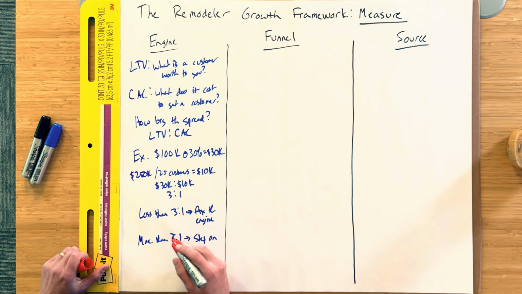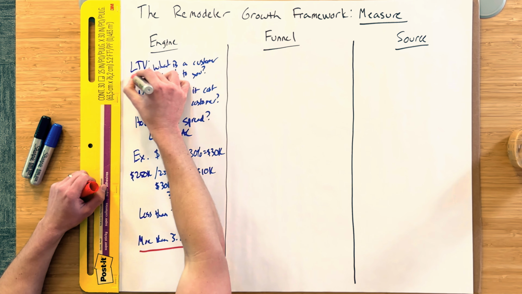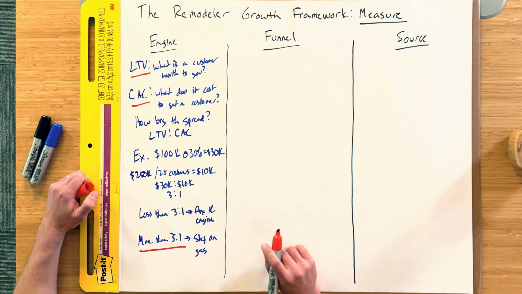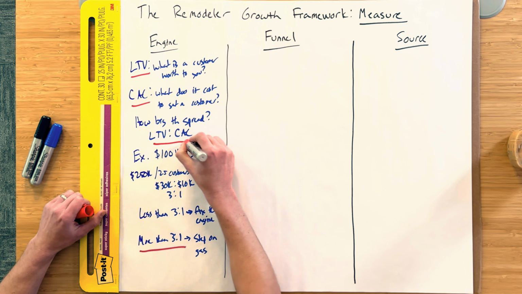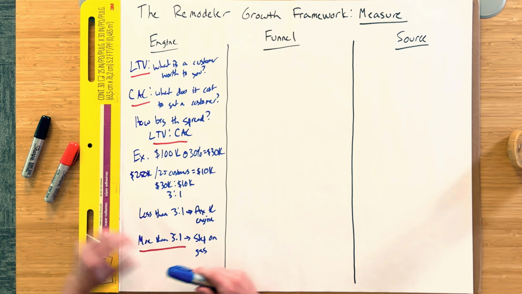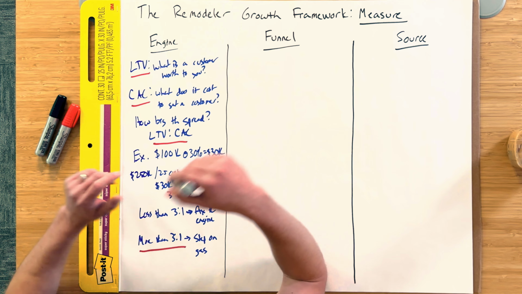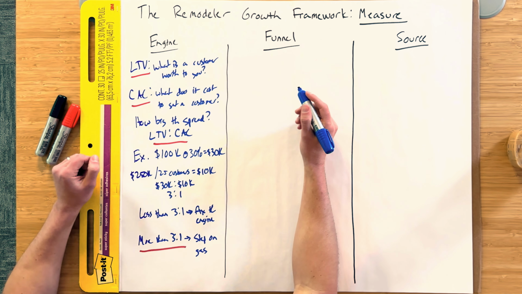So look for this number, more than 3 to 1. And remember, you need to start with what a customer is worth, what it costs to get a customer, and then we're going to look at this ratio right here. Okay, so let's talk about our funnel. And again, it's not just a marketing funnel. It is a marketing and sales funnel. It is a revenue funnel.